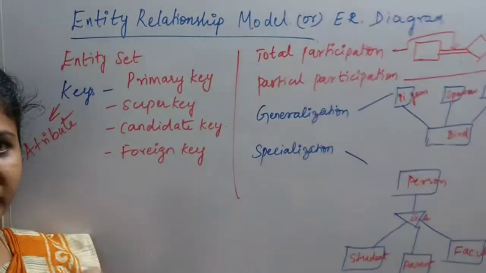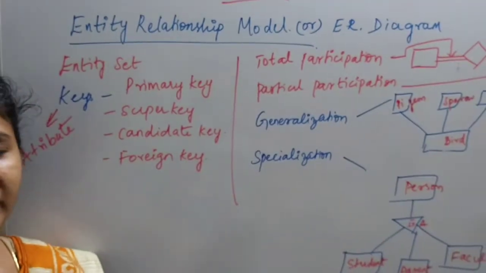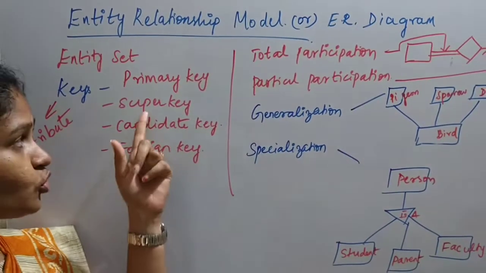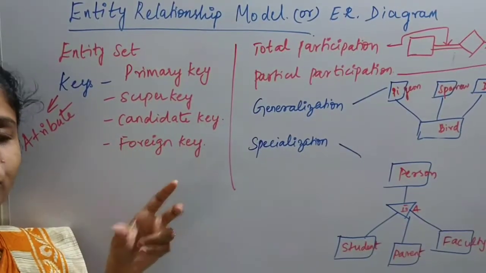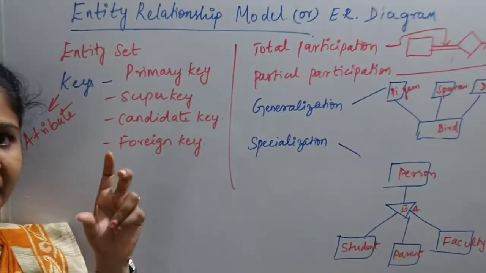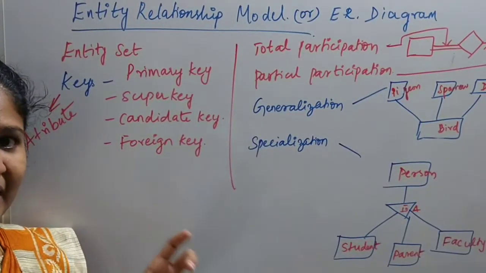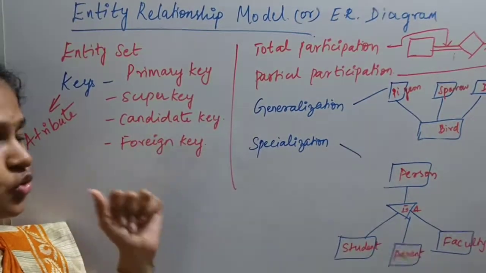Next is the super key. A super key is a set of attributes which is used to identify a record uniquely. It can be any number of attributes. I can also have 2 or 3 attributes which are used to identify a unique record. For example, my student ID and the address together can find out a single person. That is what a super key is.